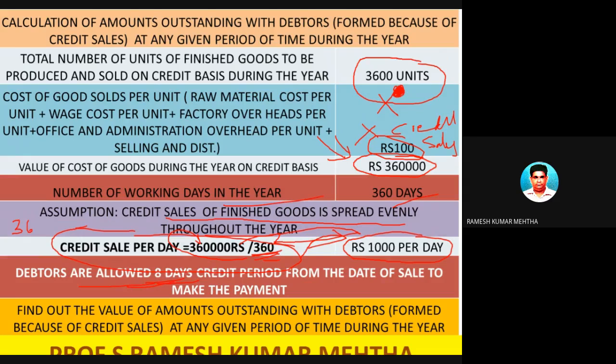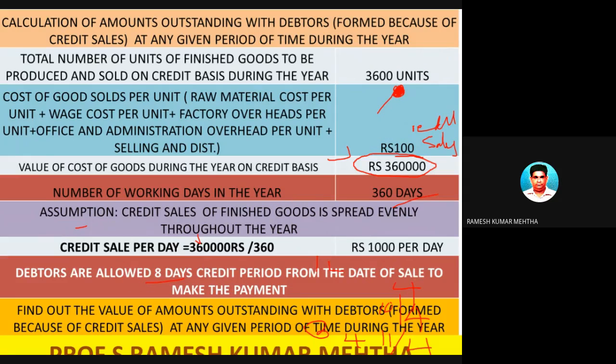Means today I am selling on 1st April. He is going to take 8 days, so he will pay it on 9th April. If I am selling on 2nd April, he is going to pay it on 10th April. If I am selling on 3rd April, he is going to pay that amount on 11th April. So 8 days after the date of sale, he is going to pay the outstanding amount because of credit sales. So far, this is clear to all of you.